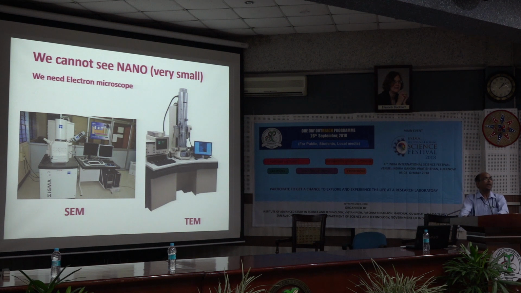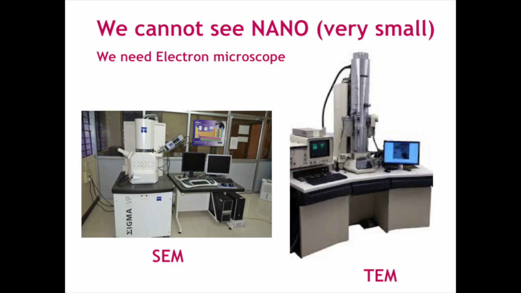With our naked eye, we cannot see nanoparticles, so we have to use a special type of instrument, not even an ordinary microscope. That can be used to see the micro level. Bacteria can be seen with this microscope. So we need a special type of microscope. Those are the scanning electron microscope, this one, and also the tunneling electron microscope.